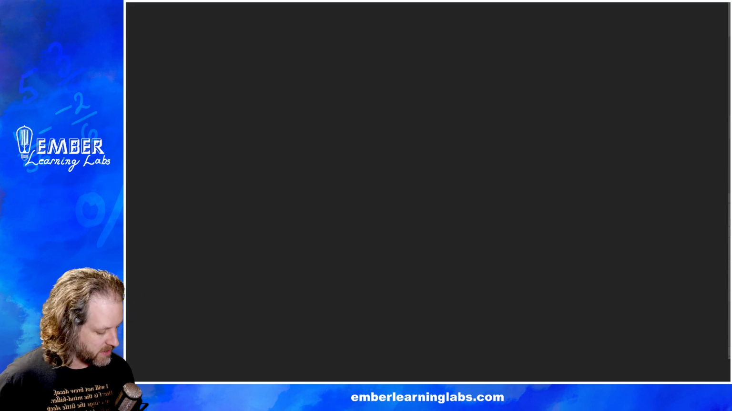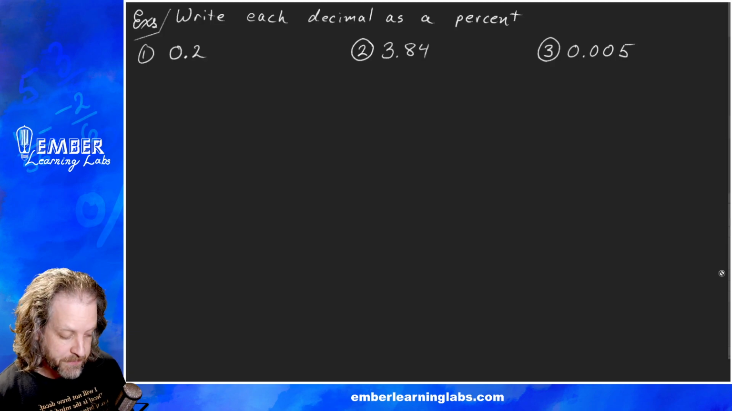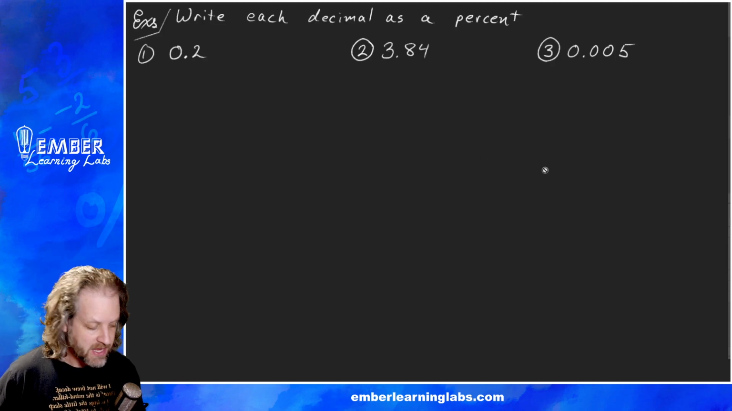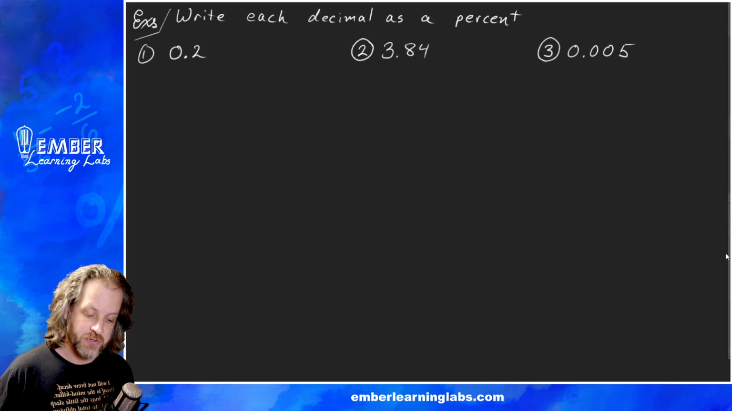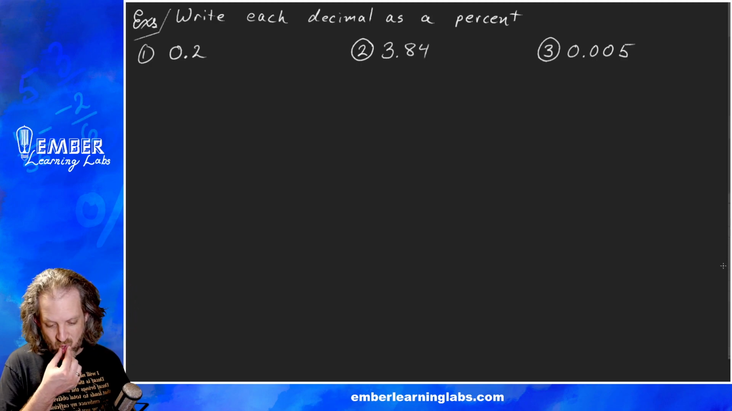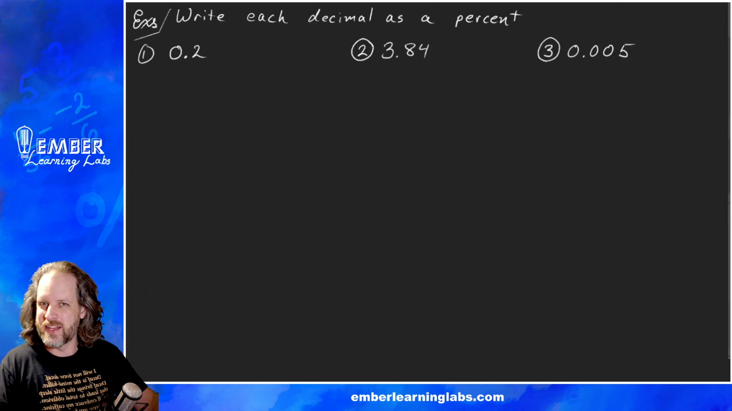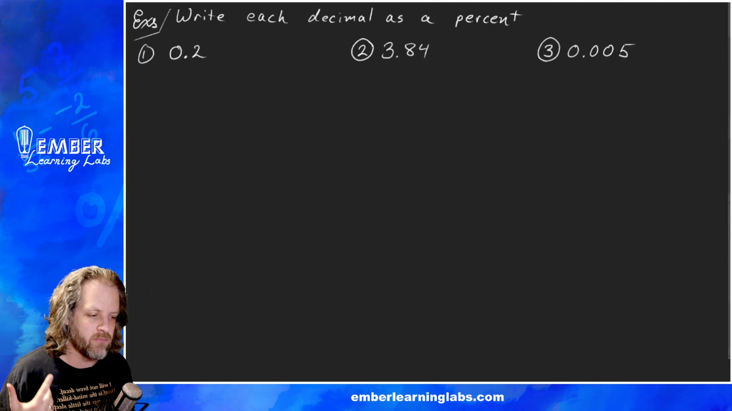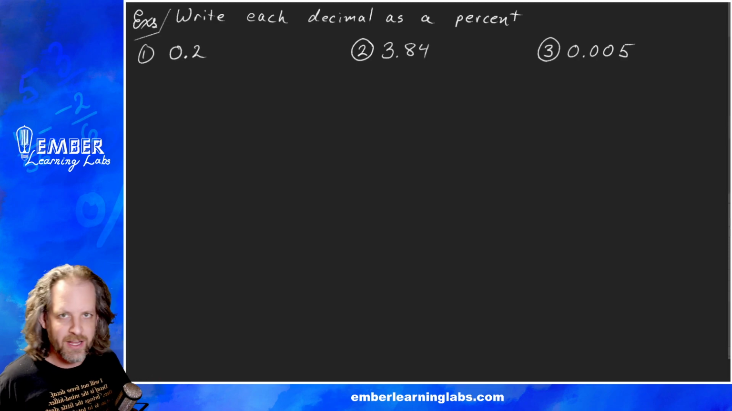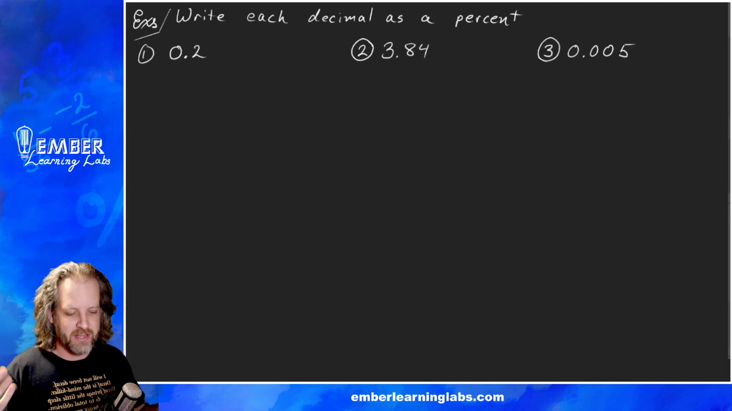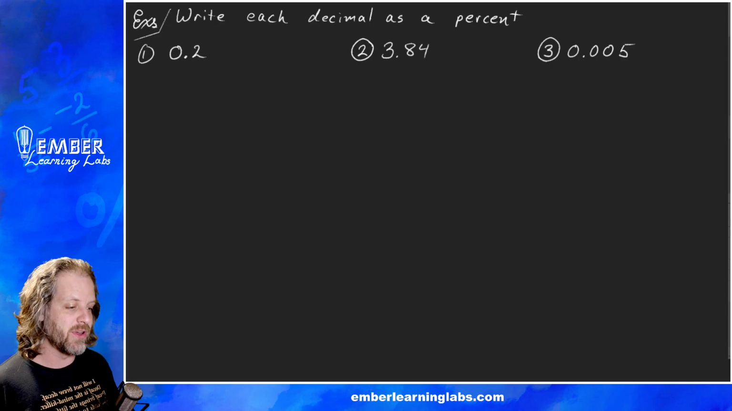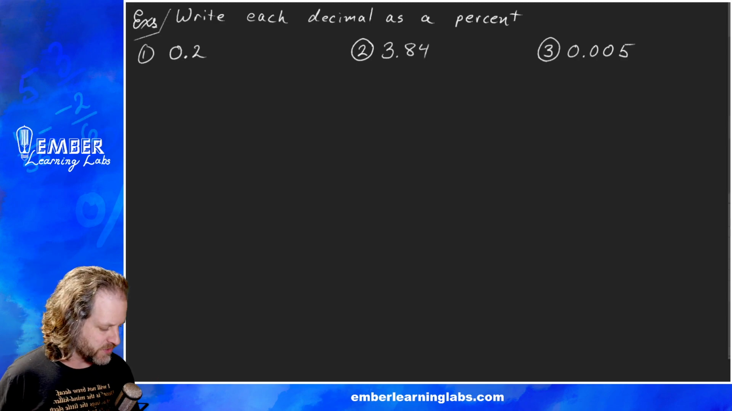Let's do another type of thing. This time, we want to write each decimal as a percent. We've done this before, kind of like moving from fractions to percent. We kind of did all this in the last lesson. It's a little bit redundant and a little bit easy. By the time we're through with all this, hopefully it will come second nature to you.